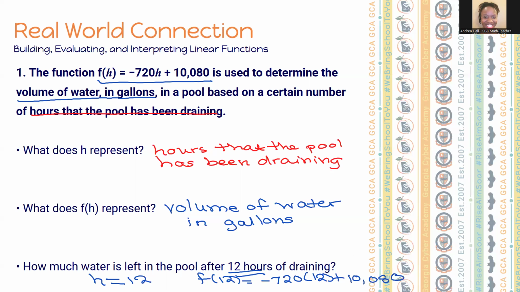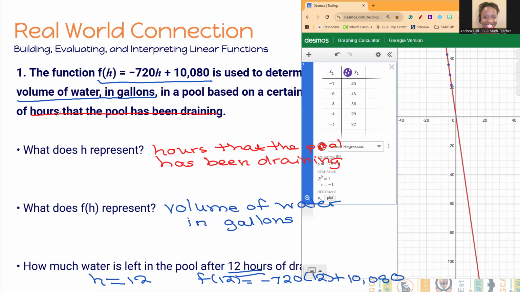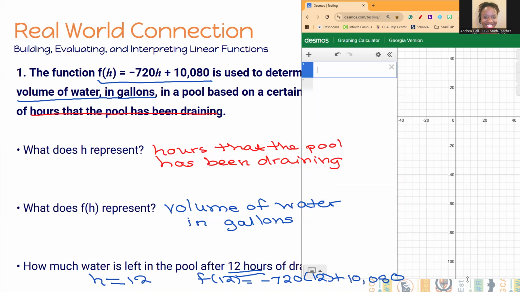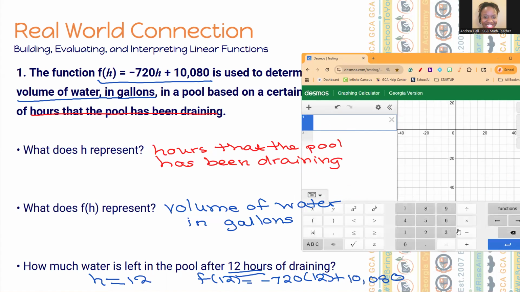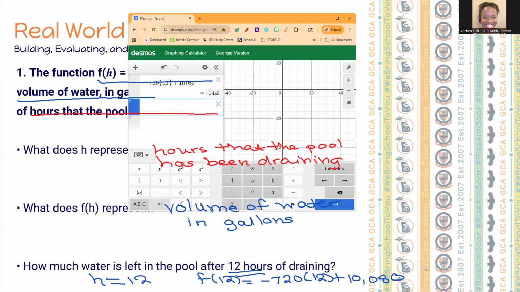So I'm going to get my calculator. We love our calculators, our best friend here in this course. All right, let's go ahead and minimize that and bring that up. Okay, and you do not put f of 12. Do not put that in your calculator. I'm just going to go in here and get started with negative 720 times 12, close parentheses, plus 10,080. Make sure I put that in there right. And my answer is 1,440.